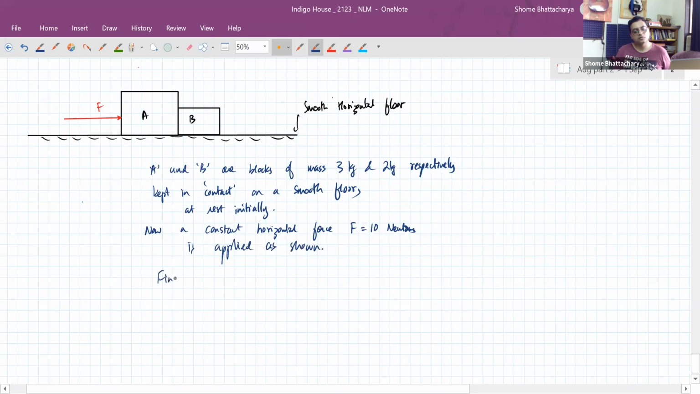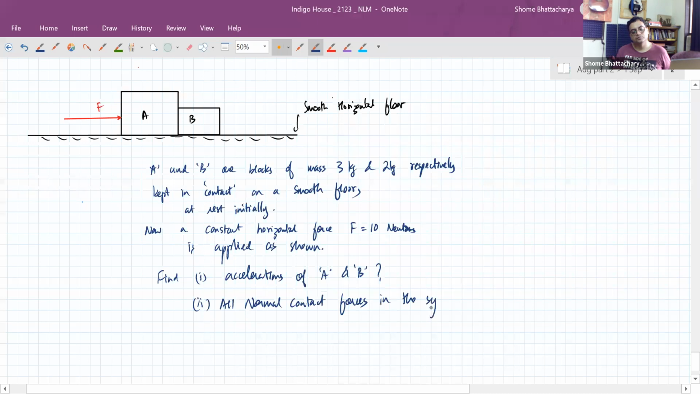So we have to find the acceleration of A and B, and we have to find all normal contact forces in the system, including between A and B, because they also have a surface in contact. Okay, so just try out this question, people will discuss further.